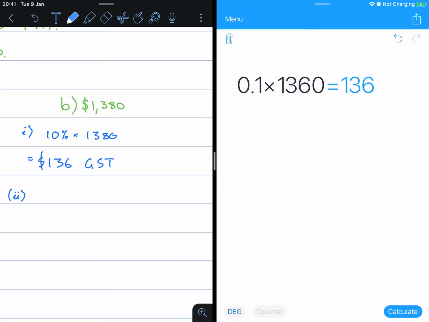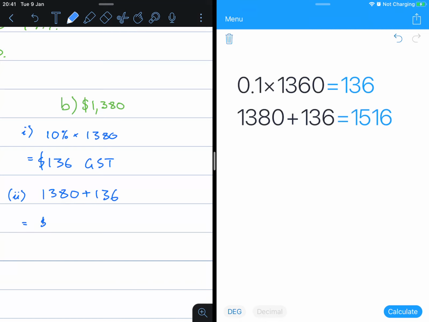And the total price to be paid is 1380 plus 136. That's going to be, well, let's write that in. 1380 plus 136 is equal to $1,516.